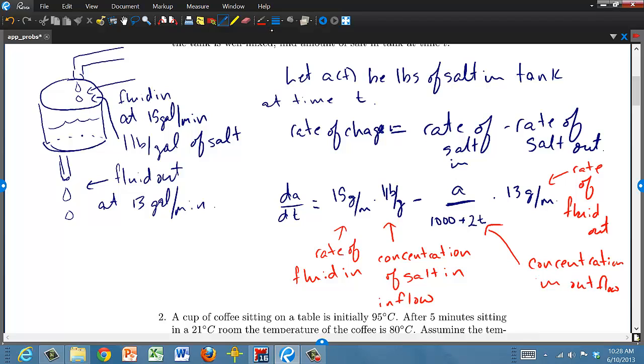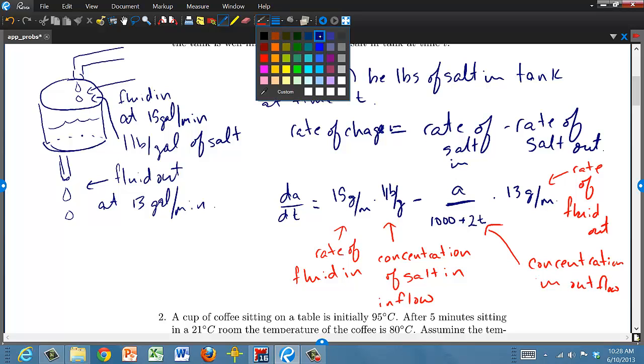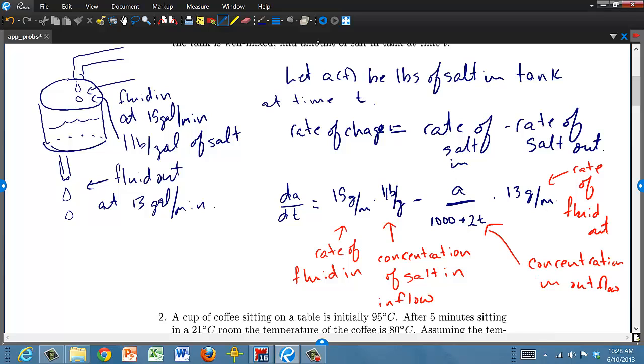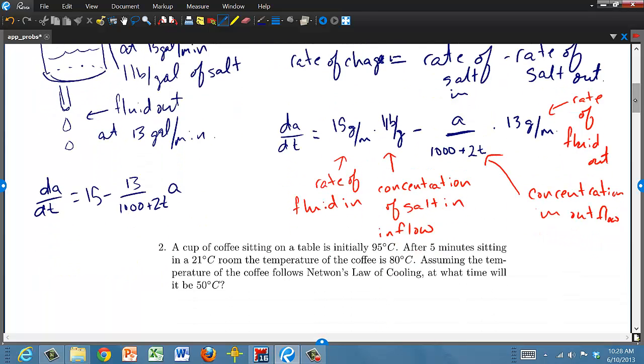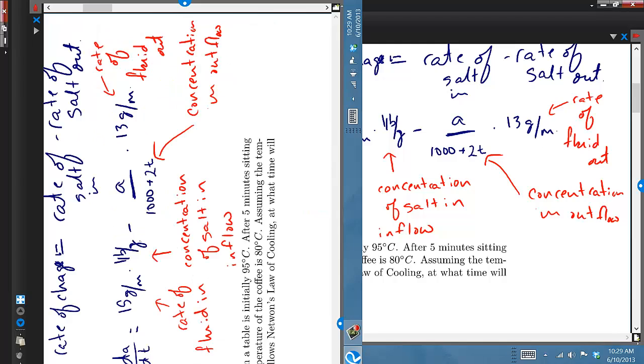So let's see, what's the final ODE that we want to solve? The final ODE is dA/dt equals 15 minus 13 over 1,000 plus 2t times A. Now on your homework you should say, this is the ODE I want to solve. Draw a little squiggle and say Maple. And now get your final solution.